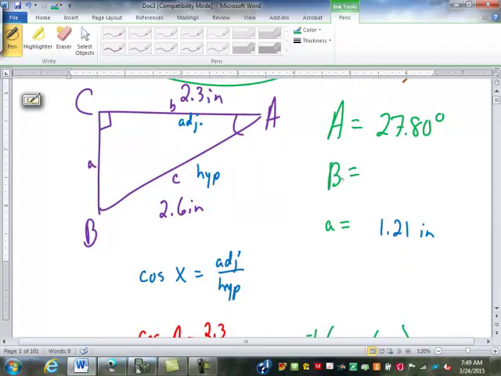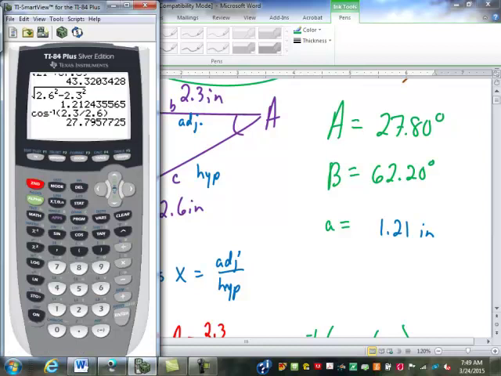Now I could go back and use the sine for angle B if I wanted to. I'm guessing it'll come out to 62.20 degrees. That would be the sine of B is going to equal 2.3 over 2.6. Inverse sine, second sine, 2.3 divided by 2.6. Magically it is 62.20.